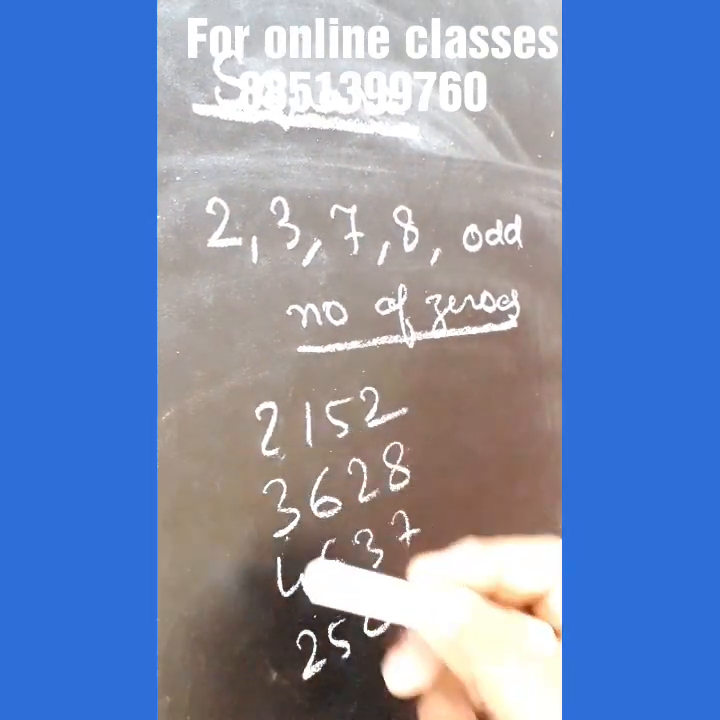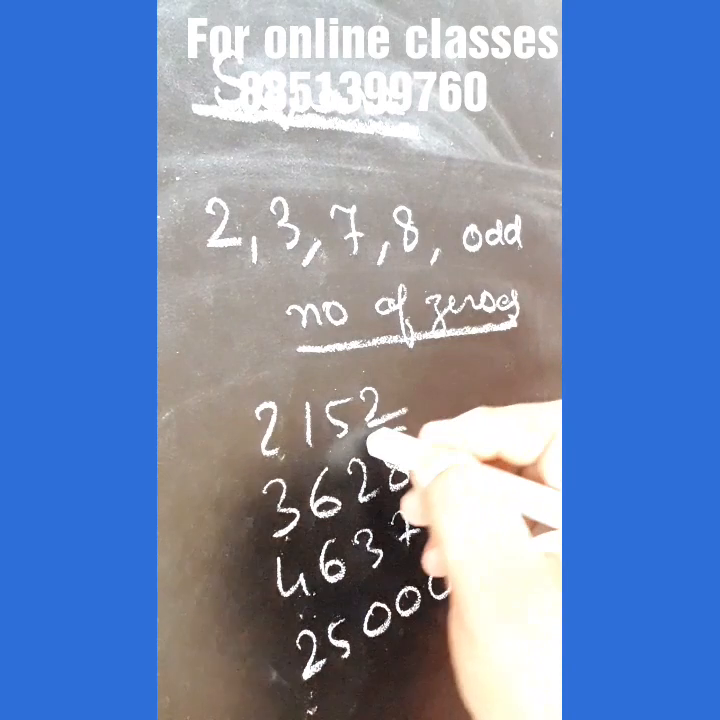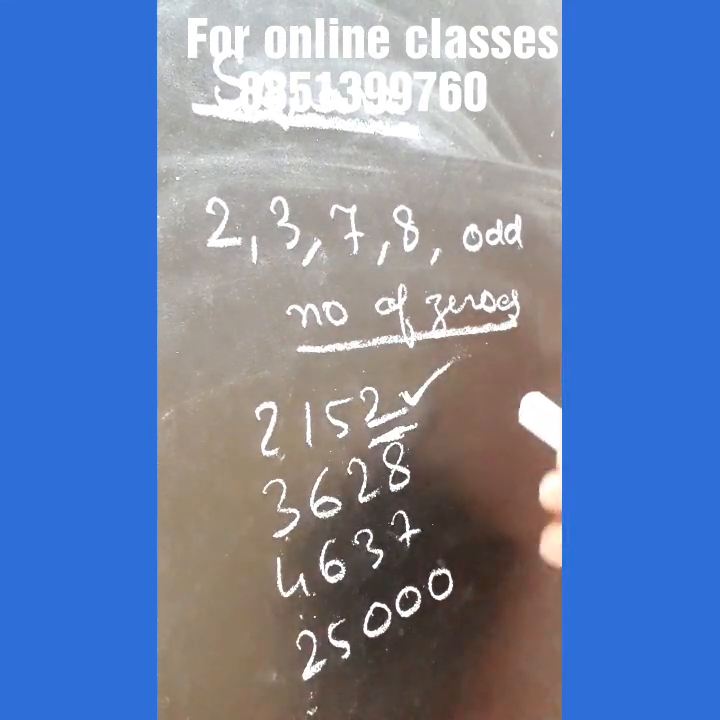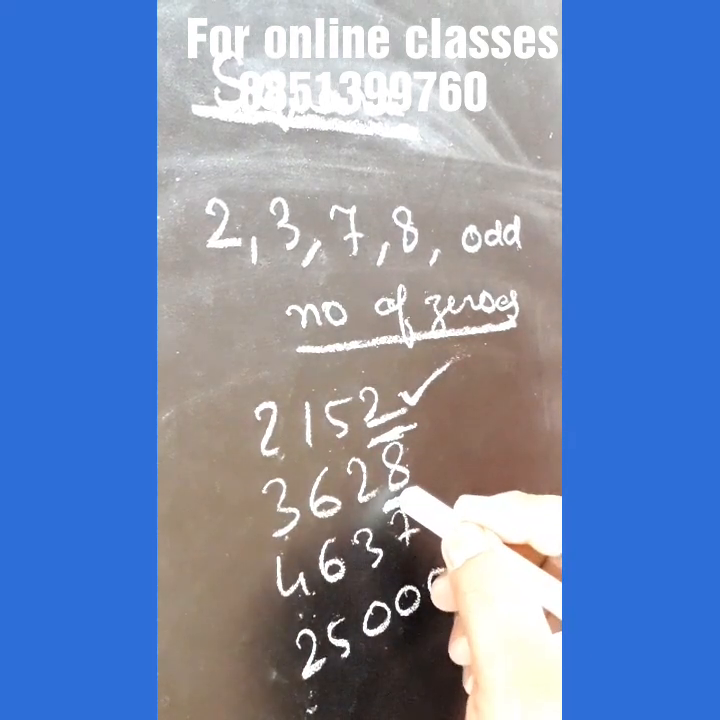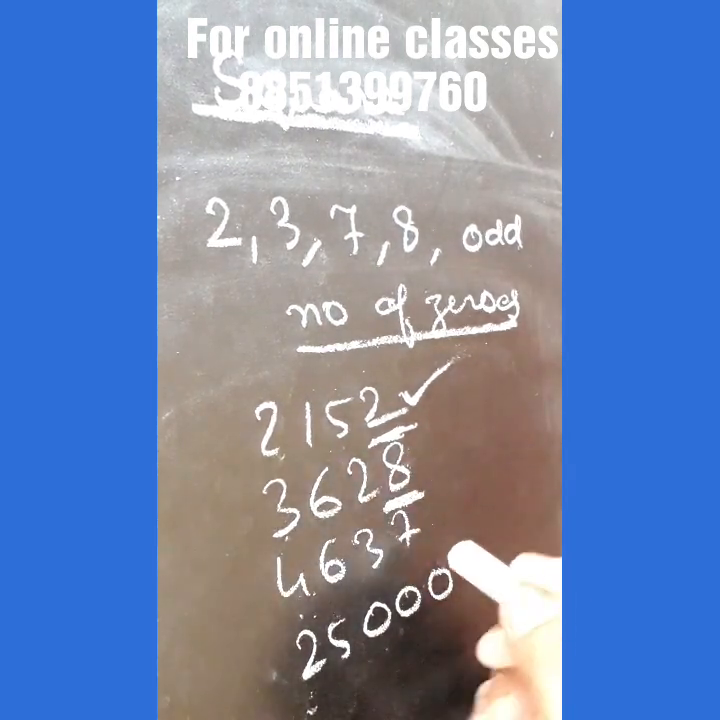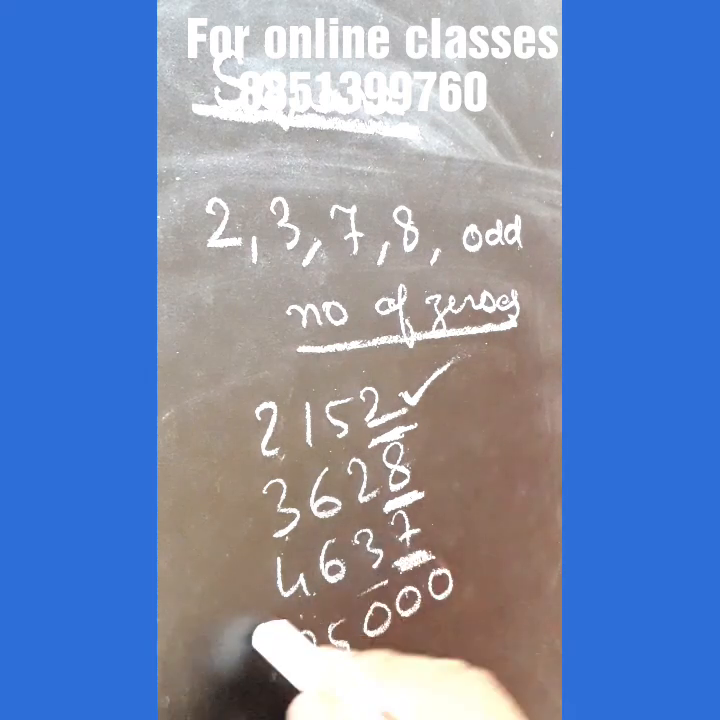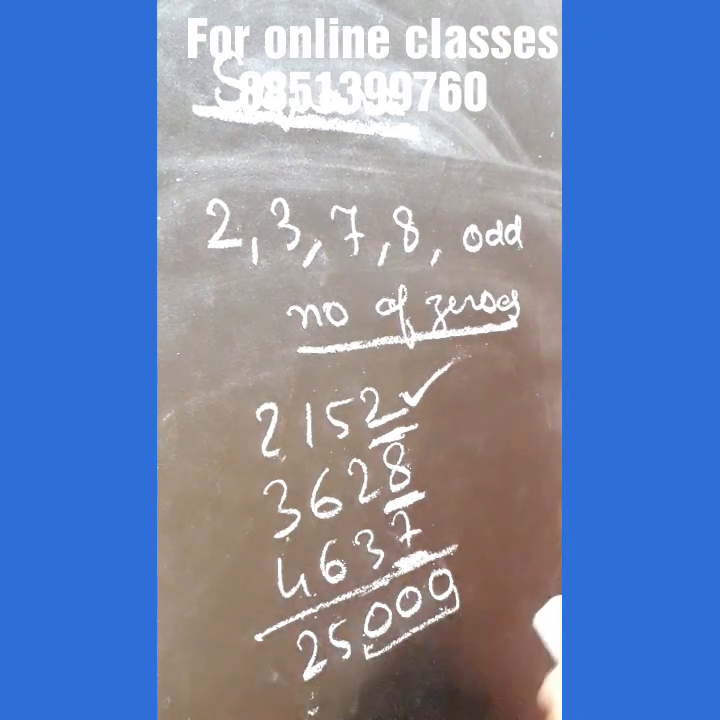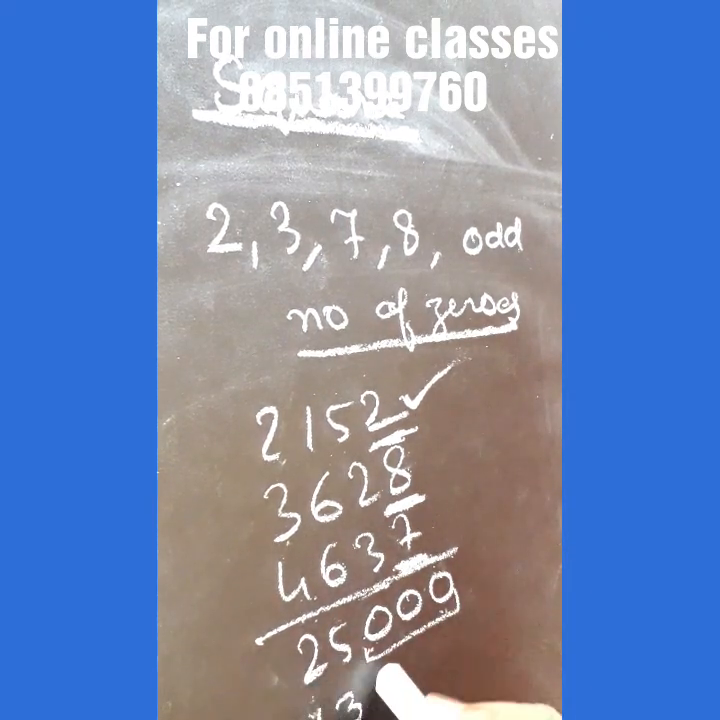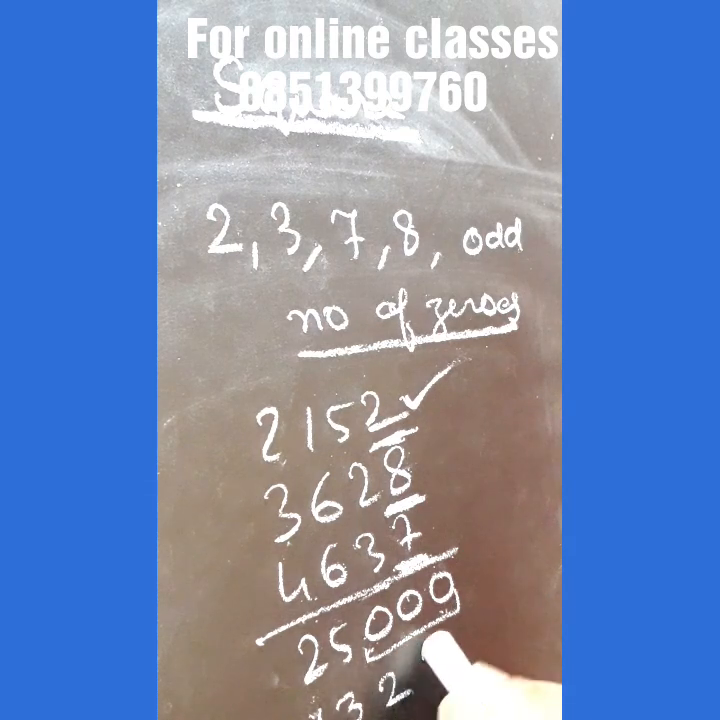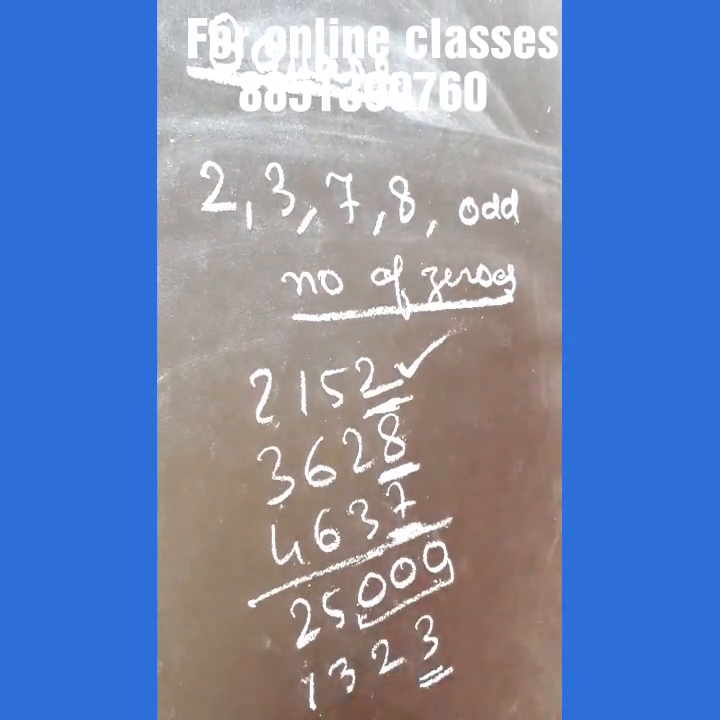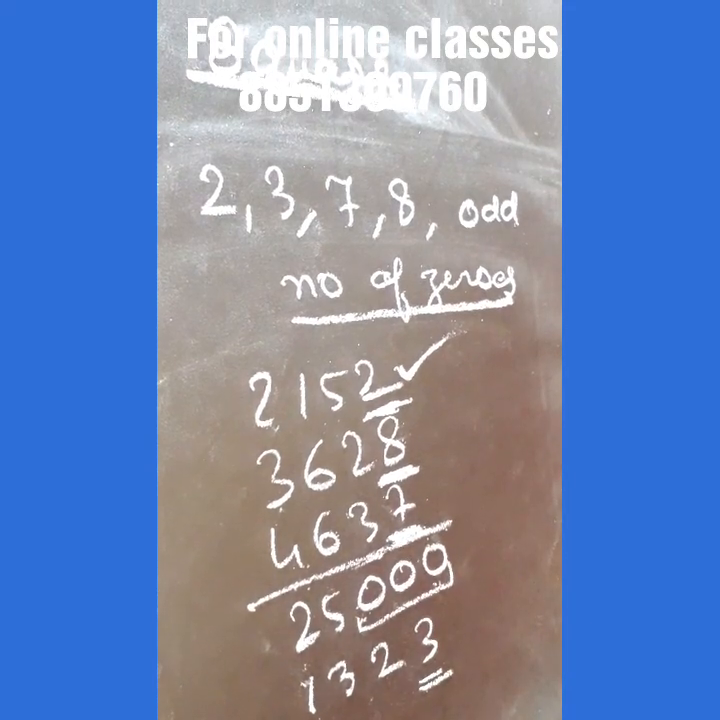Here we have taken 4 numbers. Here its unit digit is 2, so it will never be a perfect square. Its unit digit is 8, it will never be a perfect square. Its unit digit is 7, it can never be a perfect square. It has 3 zeros, means odd number of 0 at its end, it can never be a perfect square. Similarly, if we take 1323, its unit digit is 3, so it can never be a perfect square.